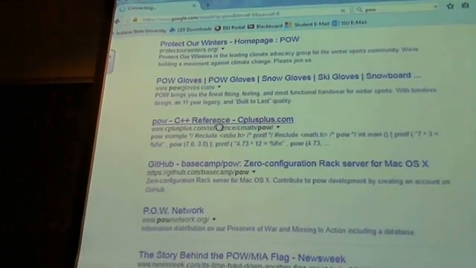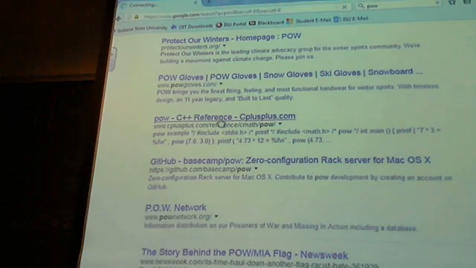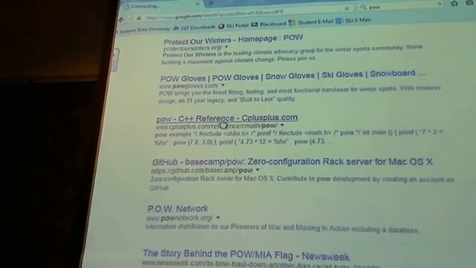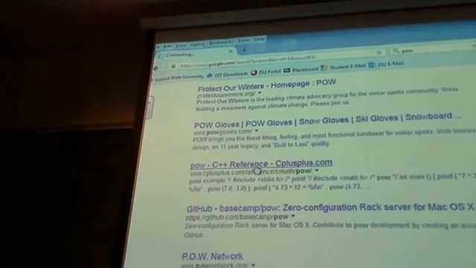Okay, well, it's loading. Yes, it's loading, but why should it be this slow? Protect our winners.